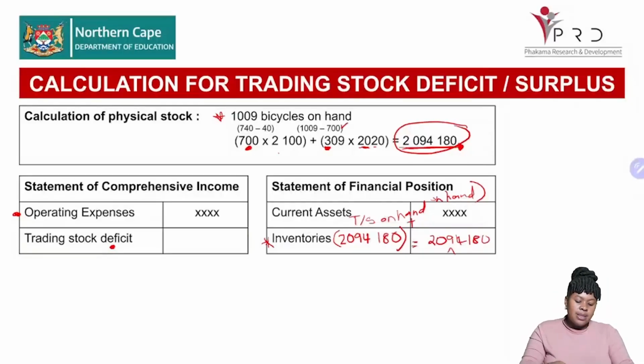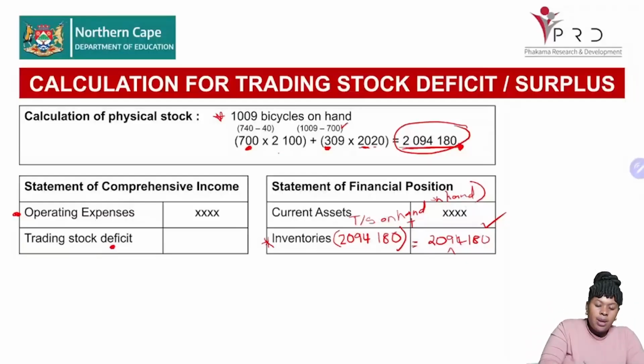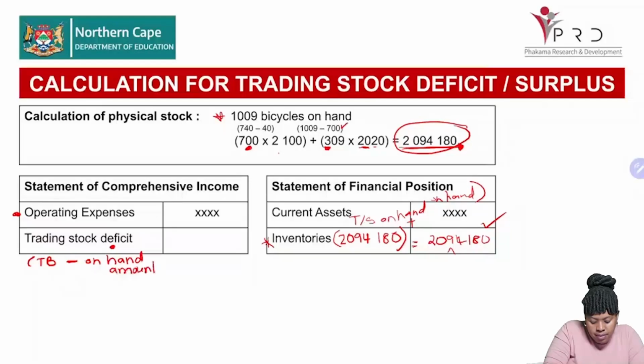So then comes the other aspect. I've indicated what's happening in my statement of financial position. I simply copy and paste the on-hand amount. So then I have to calculate the deficit or the surplus. So what do I do? I take the amount in my trial balance, and then I subtract the on-hand amount, and that will give me my deficit.